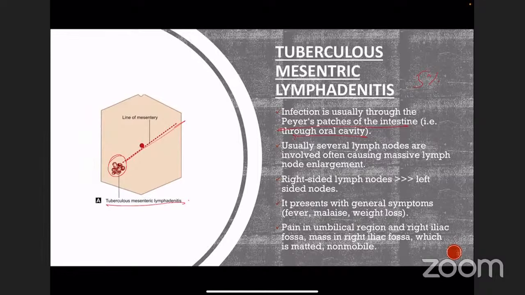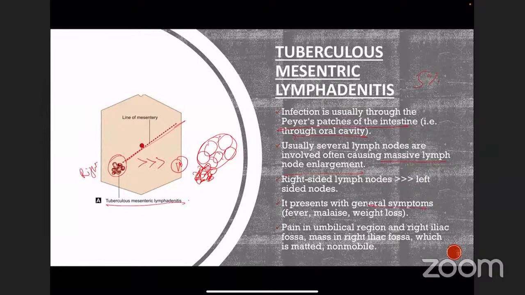So usually several lymph nodes are involved, often causing massive lymph node enlargement. Not just a single one, but all surrounding lymph nodes are involved and they get matted with each other, connected with each other and making a mass-like structure, a huge lymph node enlargement, right? This is more commonly seen on the right side, in the line of mesentery, more commonly than the left side. The left side occurs, but with much lower chances. On the right side, there are more chances to occur.